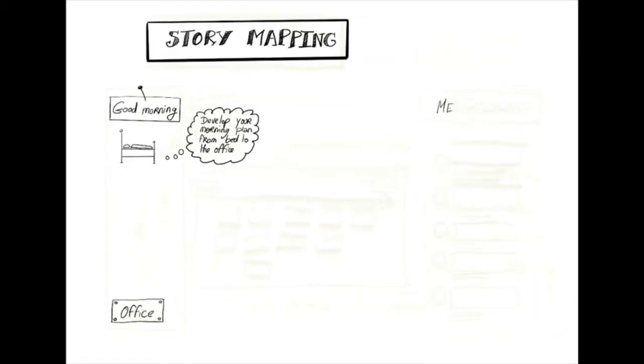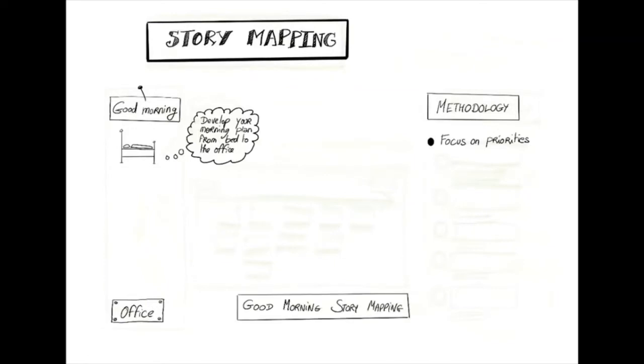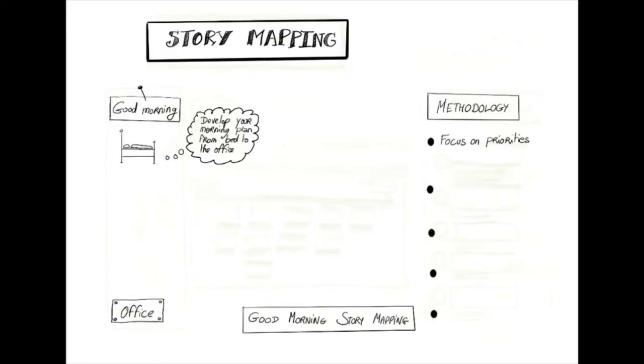The first step is to focus on the priorities, to decide what you are going to do if you really have a short amount of time. So in this example, the story mapping, we are going to create a timeline from what happens when you get out of bed till the time you reach the office.